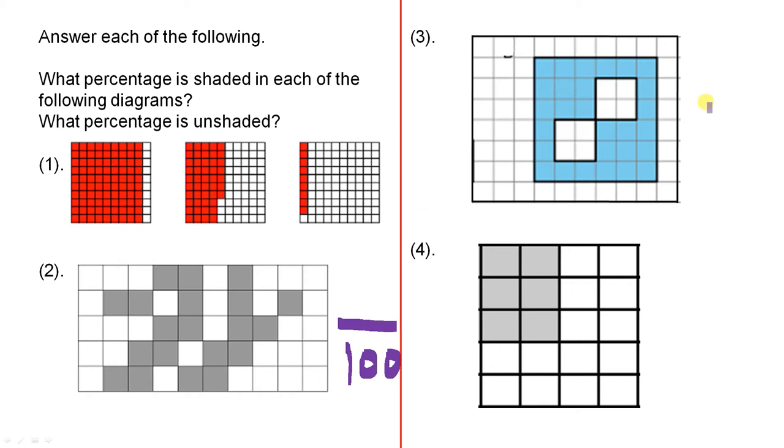The same here. The small squares do not total 100, and the same here. So the secret is whatever fraction you get, for example, for the shaded section, try and change that fraction to arrive at an equivalent fraction where the denominator is 100.